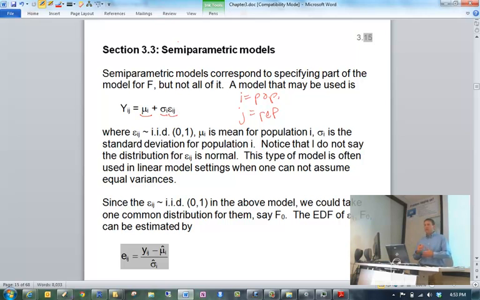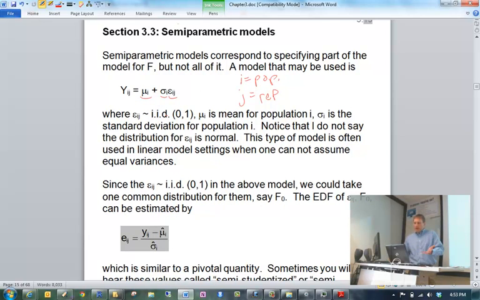But this is a common setting that most of you, or I should say all of you, should be used to seeing something like this. But typically, you say the epsilons are normal. Okay? Here, I'm not saying that. And also, make sure you realize this too.